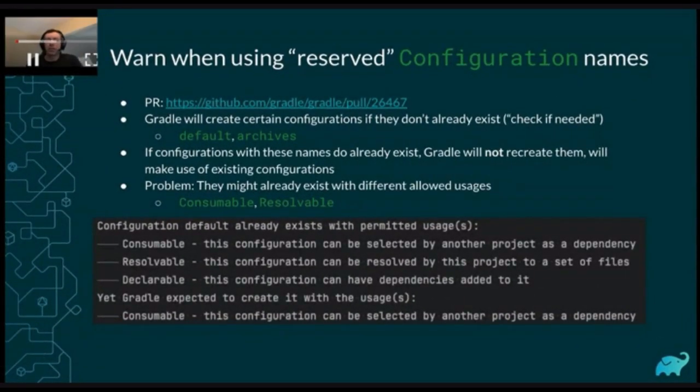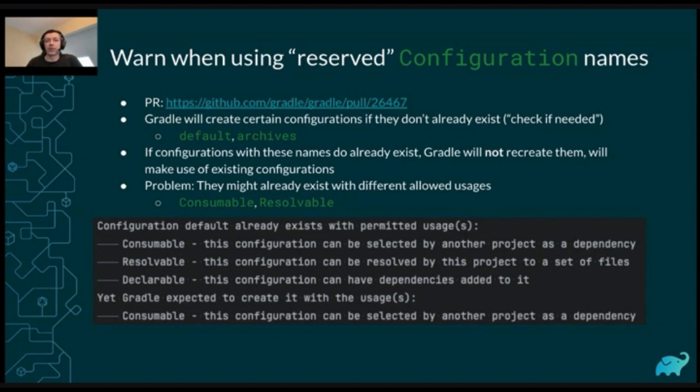Gradle creates certain configurations using a check-if-needed strategy, where it will only create a new configuration instance if a configuration with that name doesn't already exist. If one does exist, then Gradle will make use of the existing configuration. Default and archives are two specific examples, but this applies to other configurations as well. Configurations with these names could already exist if your project applied a plugin that created them eagerly, ahead of applying the core Gradle plugins that would normally create them.